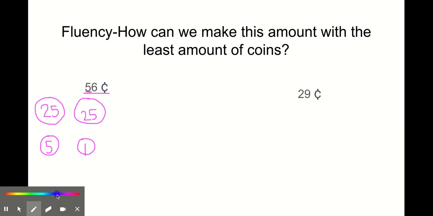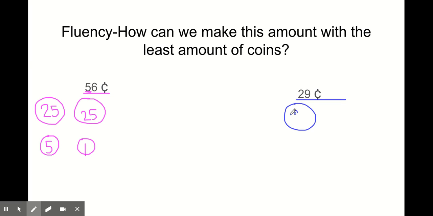How can we get to 29 cents? Let's start with a quarter again. A quarter is worth 25 cents. How much more do we need to get to 29? What's the difference between 25 and 29? 4 cents.